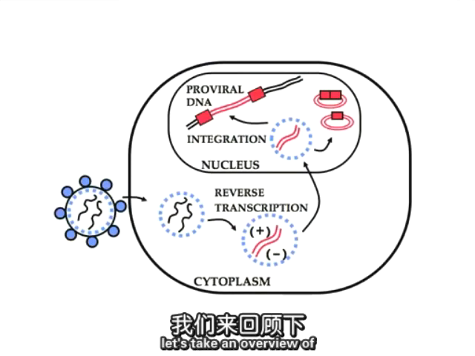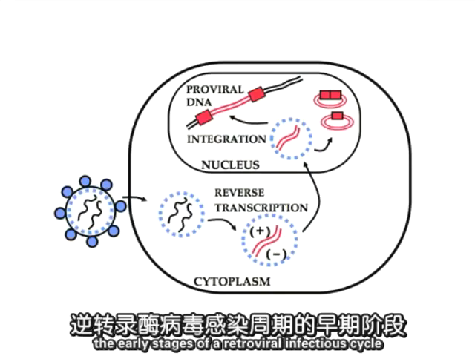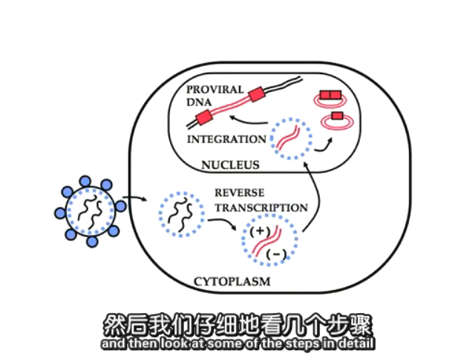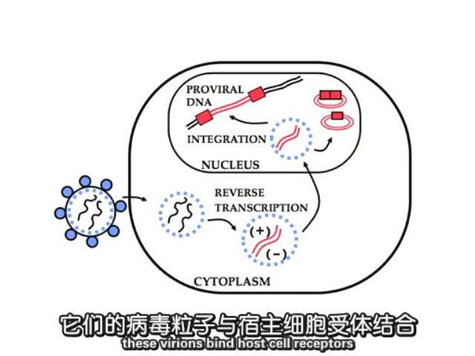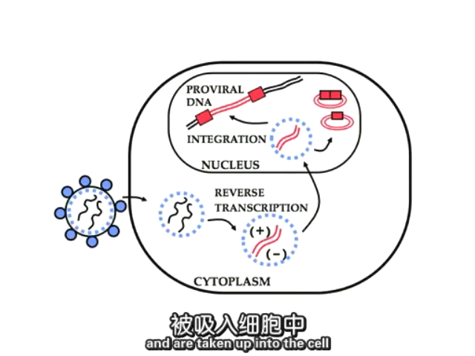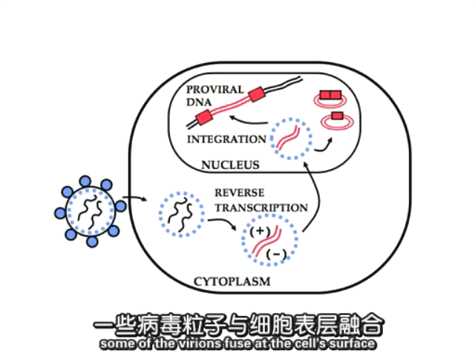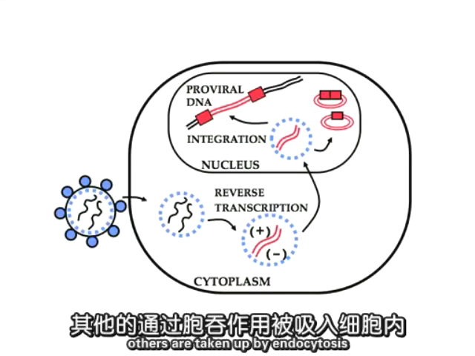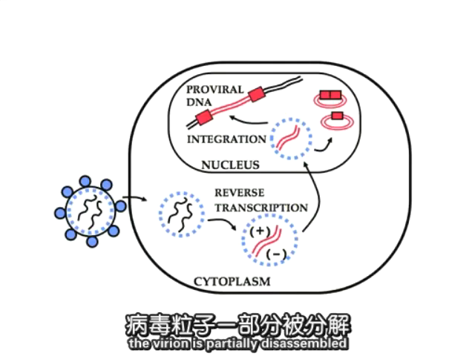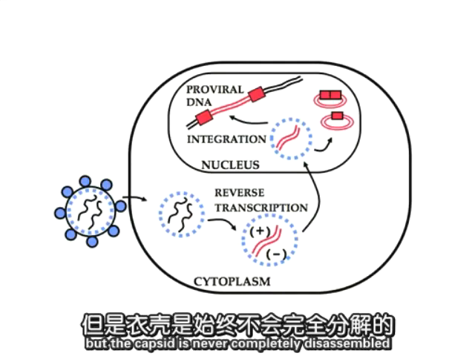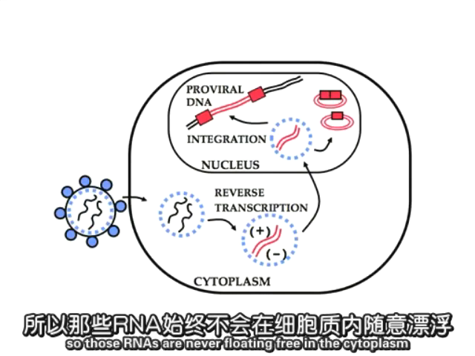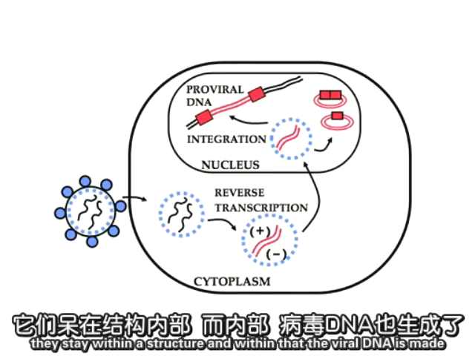Let's take an overview of the early stages of a retroviral infectious cycle and then look at some of the steps in detail. As with all the other viruses we've talked about so far, these virions bind host cell receptors and are taken up into the cell. Some of the virions fuse at the cell surface, others are taken up by endocytosis. The virion is partially disassembled in order for the viral RNA to be converted to DNA by reverse transcriptase. But the capsid is never completely disassembled. So those RNAs are never floating free in the cytoplasm. They stay within a structure, and within that the viral DNA is made.